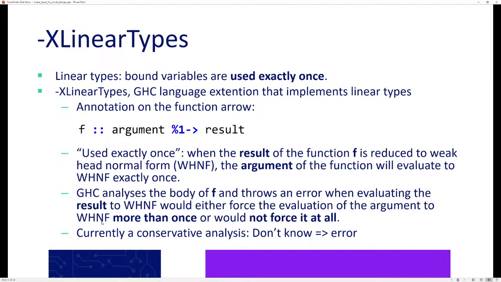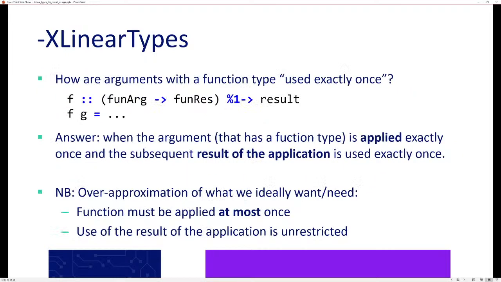One thing I do want to note though is that currently GHC implements somewhat of a conservative notion. Sometimes it can't analyze at all whether it's used more than once, and then it just throws an error. So it's currently a quite limited subset. Basically, all you can have is lambda abstraction and function applications. You can't have let bindings, at least. You can't check linearity through let bindings. But that's beside the point for this.